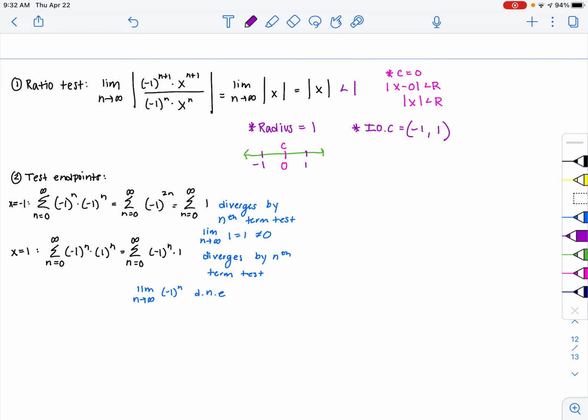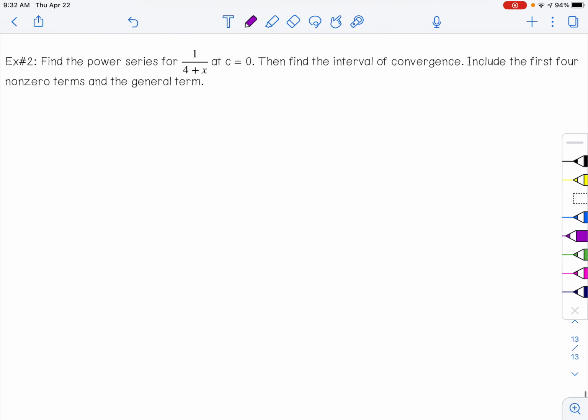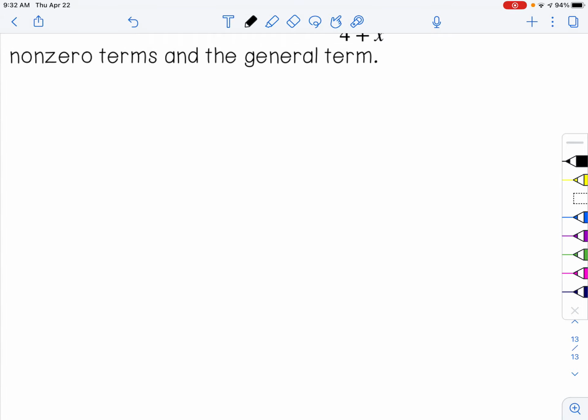So there we go. I think we got one more slide here to go over, so probably one more problem. Oh, yeah, there it is. So what about if it looks a little bit more different than that? We want to find the power series for 1 over 4 plus x at c equaling 0. We're going to do the same thing, find the interval of convergence, and find the first 4 non-zero terms and the general term.